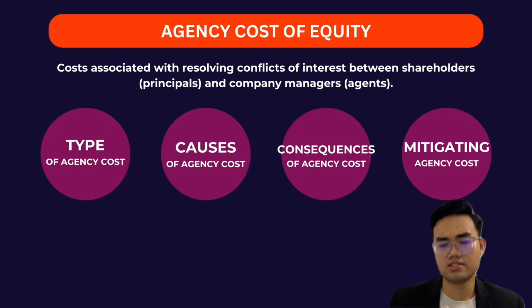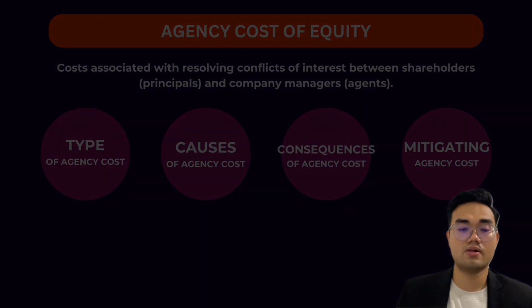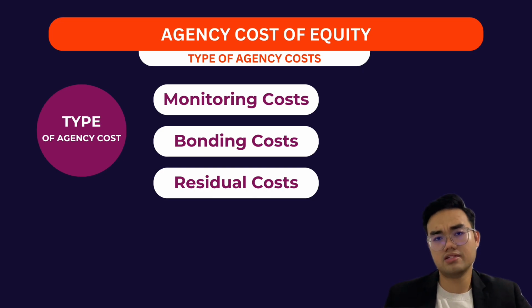So, what is actually agency cost of equity? It refers to the cost associated with resolving conflicts of interest between shareholders, who are the principals, and company managers, who are the agents. These conflicts arise because managers may not always act in the best interest of shareholders, potentially leading to inefficiency and reduced firm value. There are a few types of agency cost.